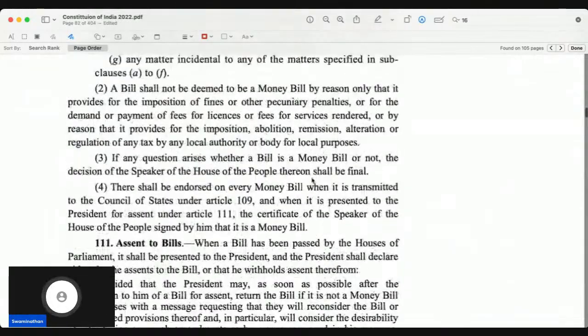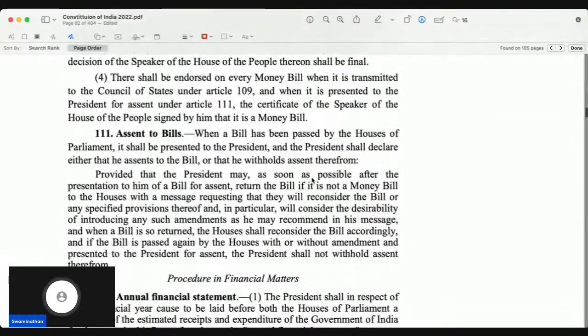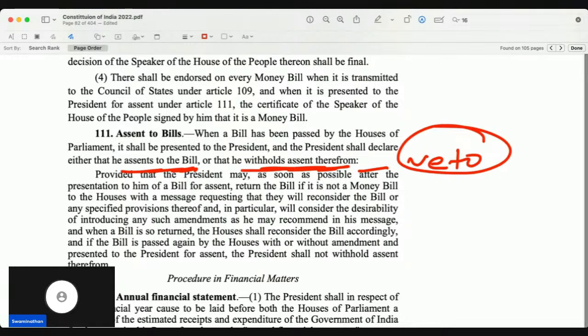Then we have one particular thing about the powers of the President, that once a bill is passed by both the houses, what powers does the President have. This power has been given under Article 111, and you can call it the veto powers of the President. It says when a bill is presented to the President, the President either shall declare the assent or withhold it. Withholding the assent is called veto. So this is where he gets his veto power.